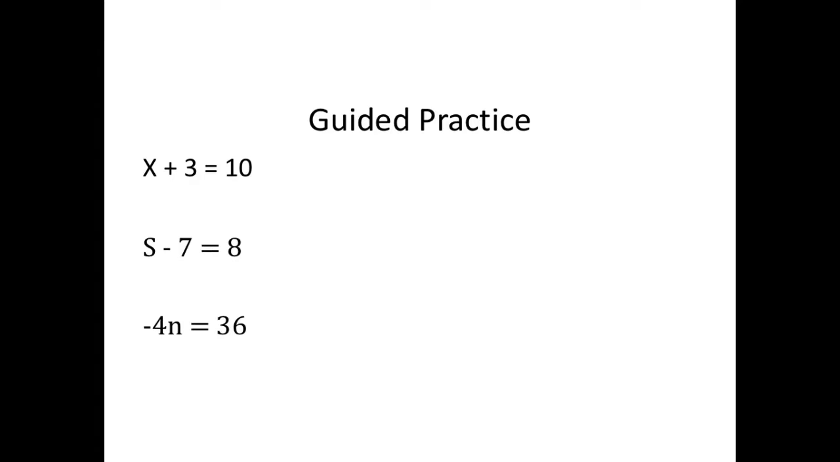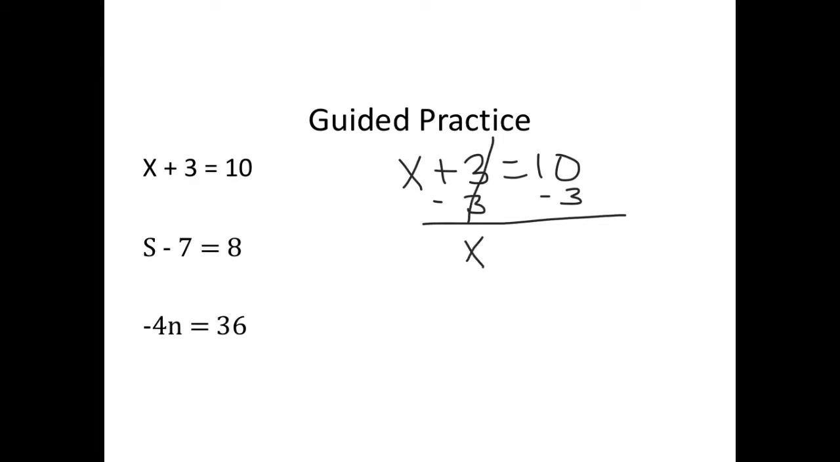Let's do some guided practice. Our first example, we have x plus 3 is equal to 10. Since there's no simplifying needed, we'll simply subtract 3 from both sides of our equation. On the left-hand side of the equation, we obtain x. And on the right-hand side, we have 10 minus 3, which is 7.